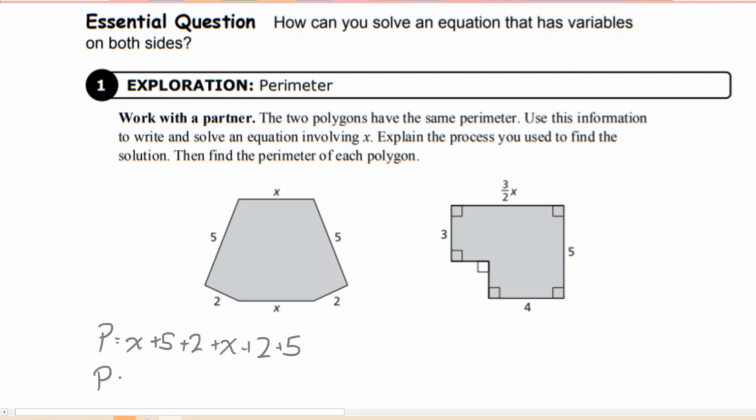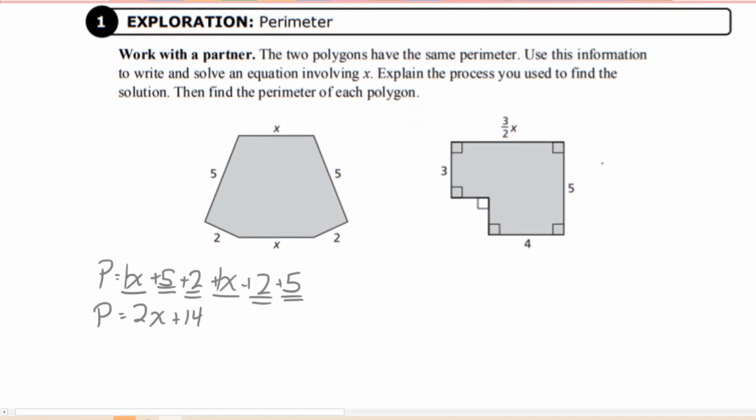So I'm going to combine like terms here, and I'm going to look for all the linear terms, x and x. Remember, that's 1x plus 1x, so that's 2x. And then we can go 5 plus 2 plus 2 plus 5. I think that's 14. And that gives me a nice simplified expression for the perimeter of this first figure.